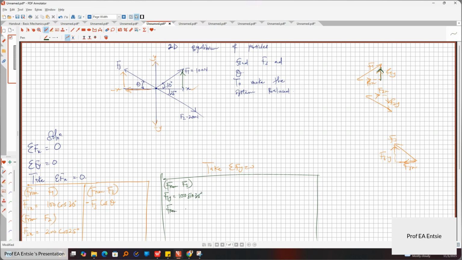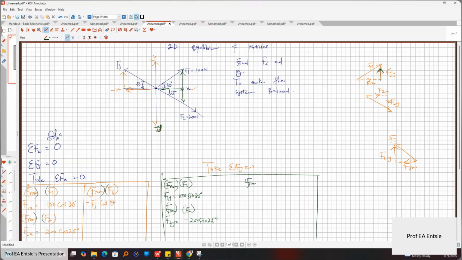Then from F2, the F2y, you see F2, where is it? It will go like this, then come down, come and meet the force. So it will be negative. Coming down is negative. You can see from here, it's negative y. So F2y will be negative 200 sine 25 degrees.